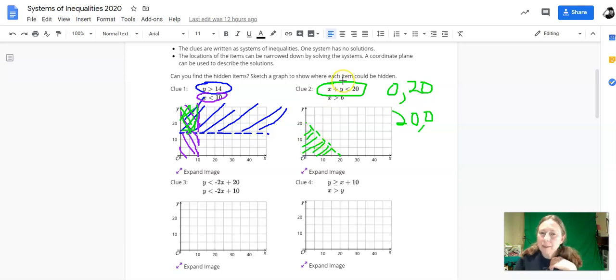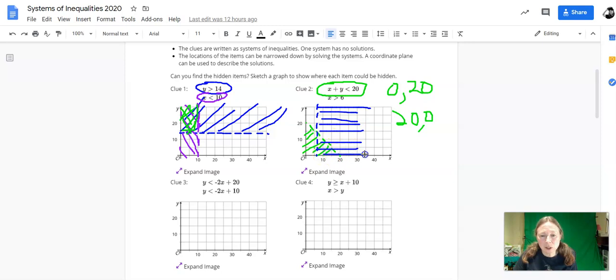Okay, the next inequality I'm having trouble seeing is x is greater than 6. So I'll use a different color for that one. I'm going to find the line x equals 6, and I'll draw a dotted line there because it's not equal to 6, it's greater than 6. And then I shade in all the region that represents x greater than 6. So that's this whole area over here.